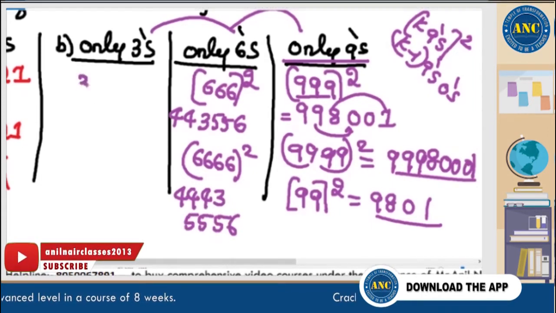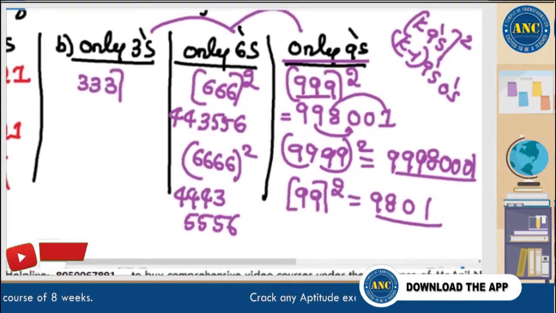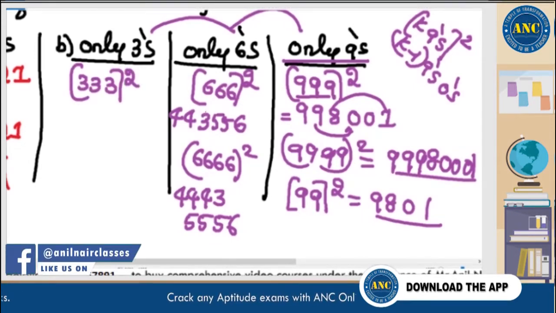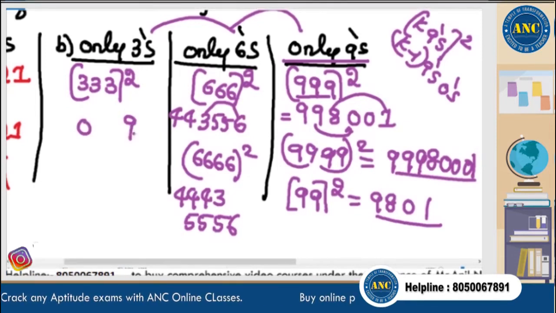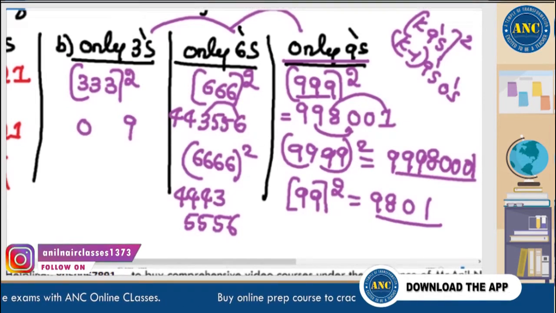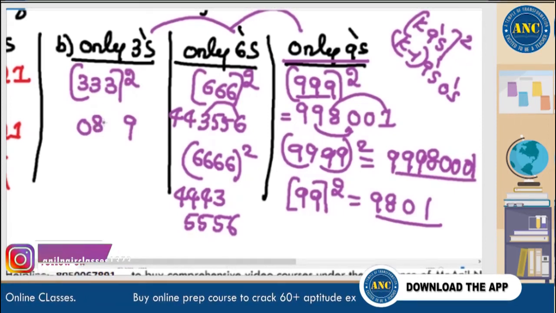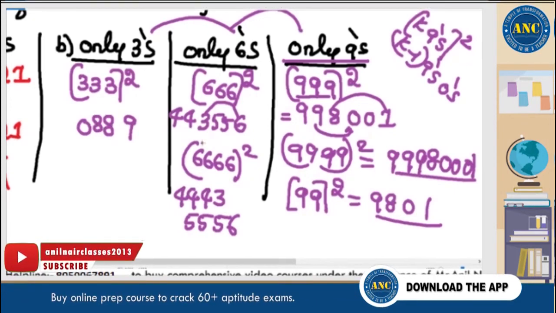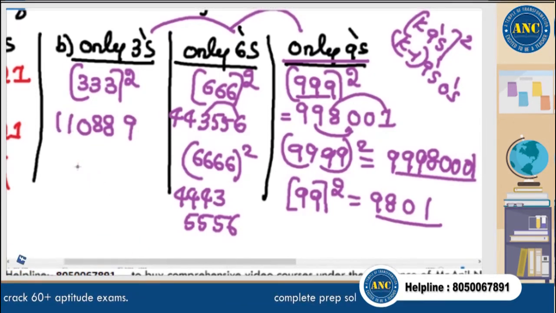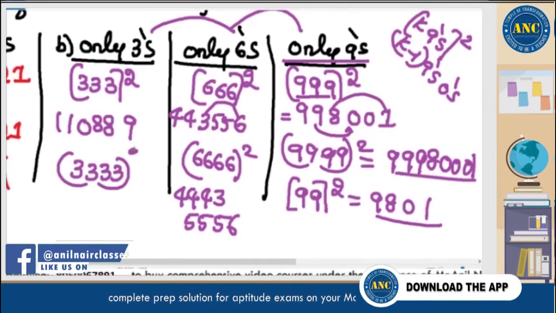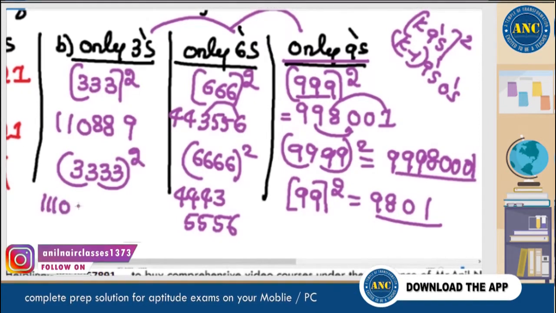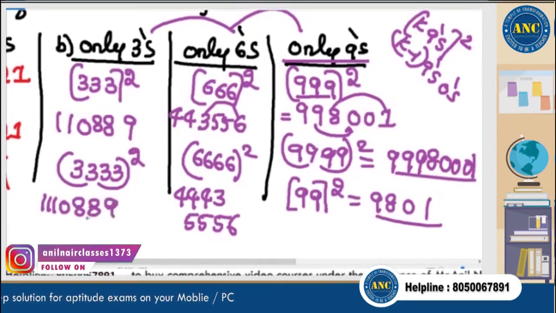Suppose it is only 3s, 333 square. 3 square is 9, 9 in 2 digits is 09. 1 less than 6 is 5, 1 less than 9 is 8, 1 more than 3 is 4, 1 more than 0 is 1. Same logic, 3333 whole square, answer will be 11108889. I hope the logic is clear.